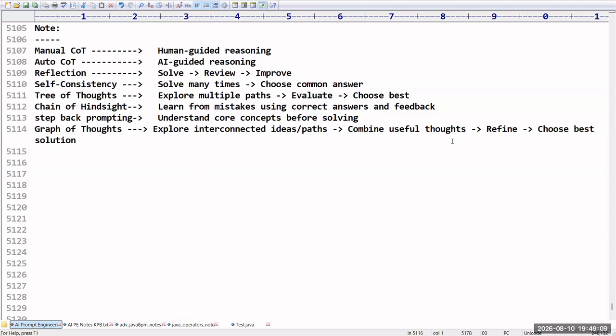What is step back prompting? Understand the core concepts before solving. What is graph of thoughts? Explore interconnected ideas and paths, combine the useful thoughts, refine and choose the best solution. This is nothing but what we have about GoT. So GoT means graph of thoughts. Okay. Sir, this is nothing but what we have covered.